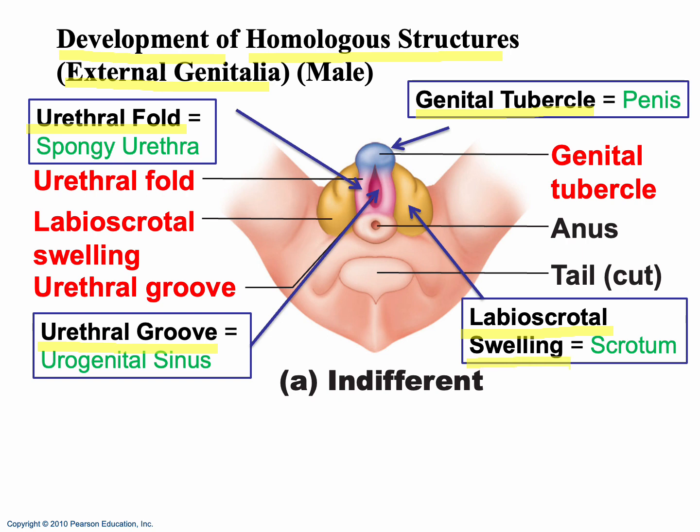If the SRY gene is present, then male genitalia will form, and the urethra fold will evolve into the spongy urethra found within the penis. The urethra groove will evolve into the man's urogenital sinus. We can't exactly see that here, but we will on the next slide. The genital tubercle will develop into the man's penis, especially the glans penis, and the labioscrotal swelling in yellow will develop into the man's scrotum.